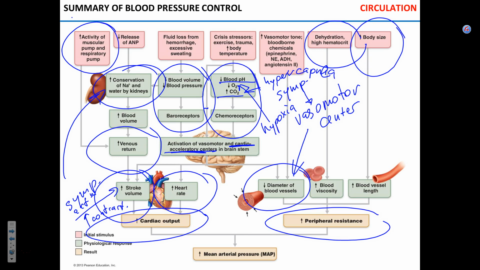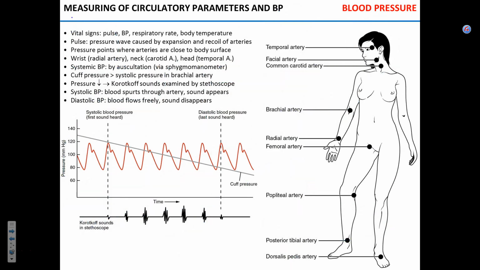Okay, so this flowchart doesn't really represent a lot of intermediate steps, but I tried to spell them out as we were going through. And you may have noticed that I didn't work my way from the stimuli to the response. I worked my way from how we can achieve a certain response. Like, how can we increase cardiac output? How can we increase peripheral resistance? Does that make sense to you?